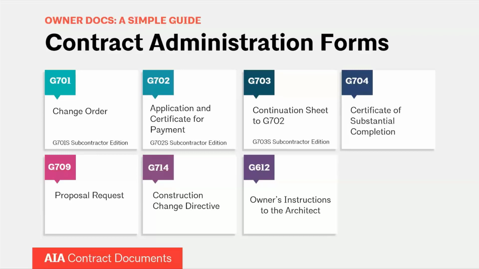Again, you can see that there are subcontractor versions of those. And that's just simply for a contractor to apply for payment to an owner. Obviously, the subcontractor version is from subcontractor to contractor. And G703 is the continuation sheet. It is a table. You just fill out the items of work.